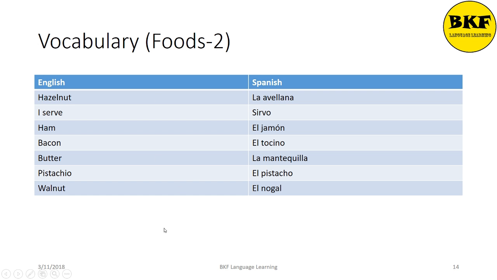Now finally, vocabulary and foods. Hazelnut is la avellana. I serve would be sirvo. Ham is el jamón. Bacon is el tocino. Butter is la mantequilla. Pistachio is el pistacho. Walnut is el nogal.